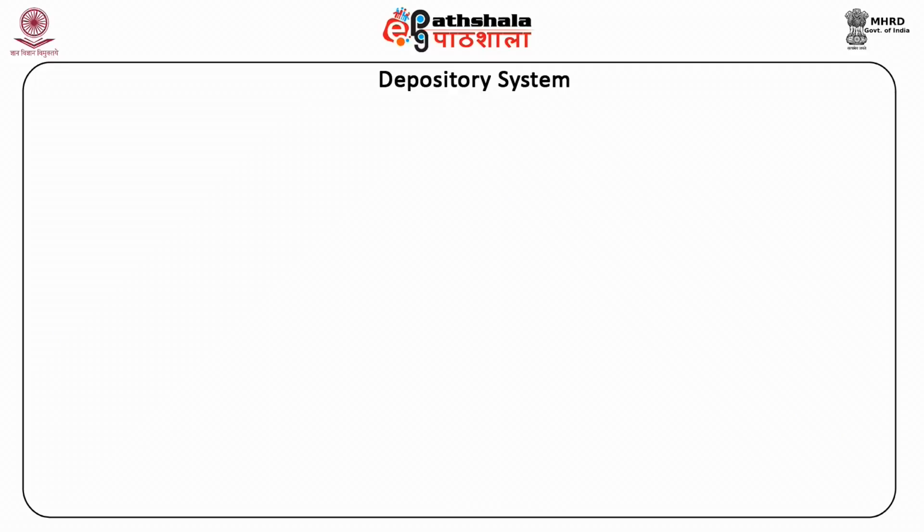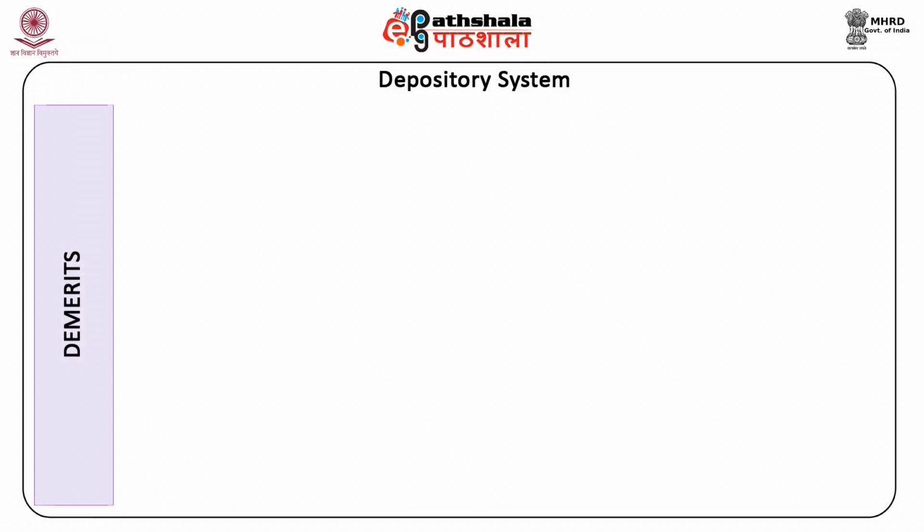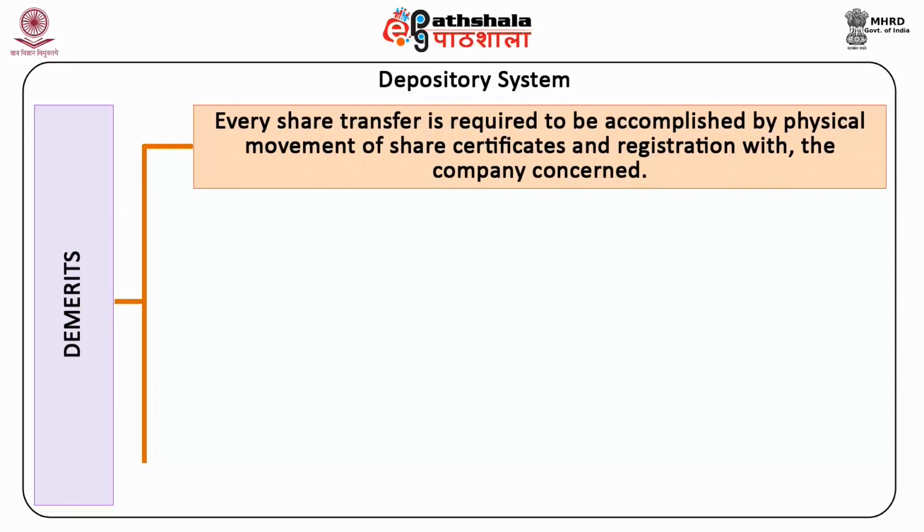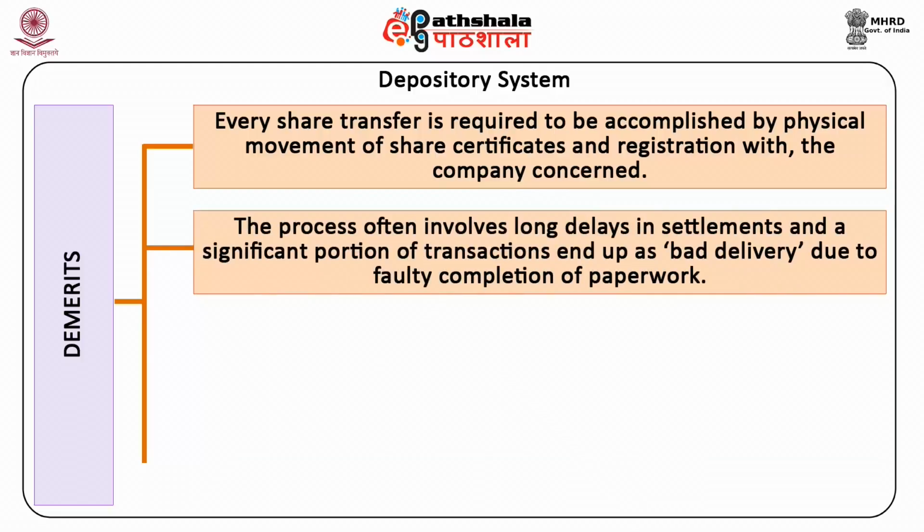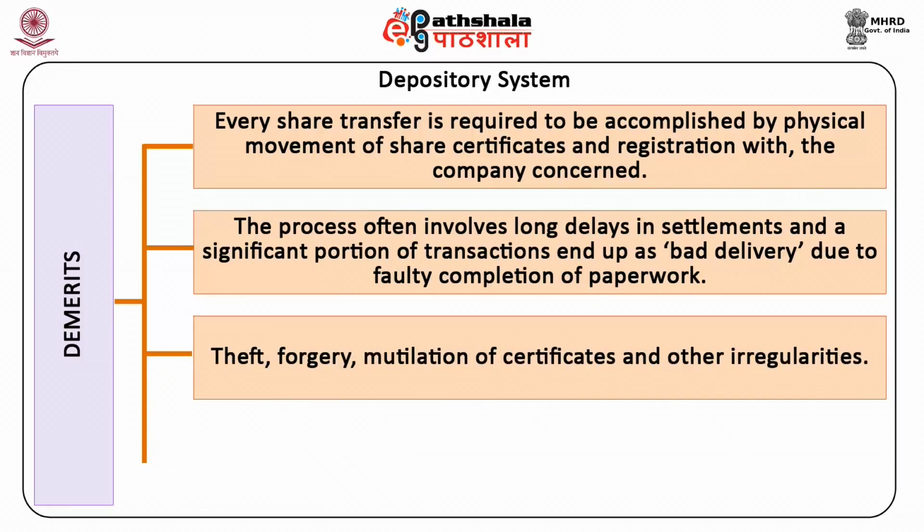Depository system. The process of physical transfer of certificates has many demerits. In absence of a depository system, every share transfer is required to be accomplished by physical movement of share certificates and registration with the company concerned. The process often involves long delay in settlements, and a significant portion of transactions end up as bad delivery due to faulty completion of paperwork, theft, forgery, mutilation of certificates, and other irregularities.